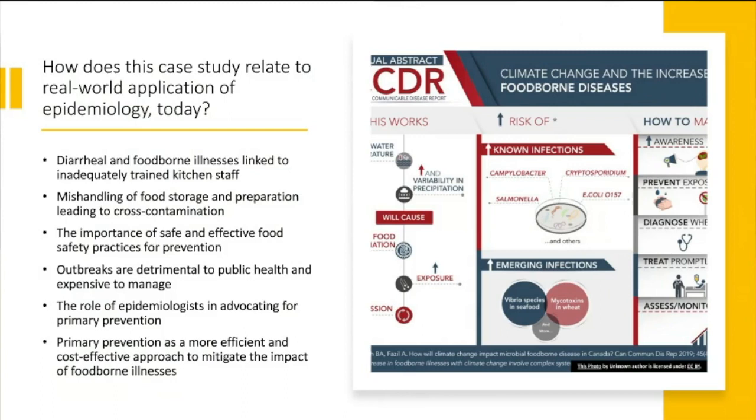The study also emphasizes that outbreaks are detrimental to public health as they are expensive to manage and assess adequately. Thus, epidemiologists underscore the primary prevention as a more efficient and cost-effective approach to alleviating the impact of foodborne illnesses.